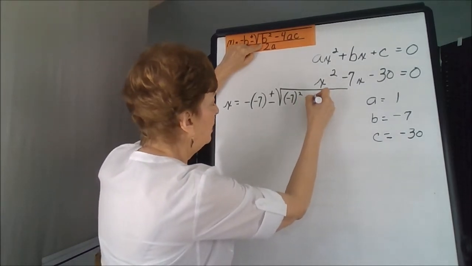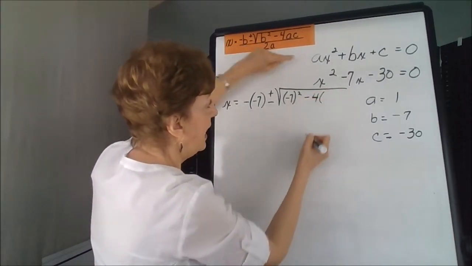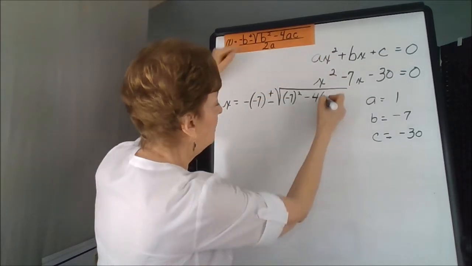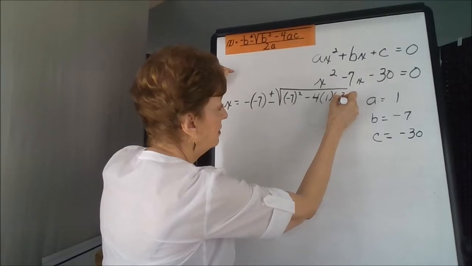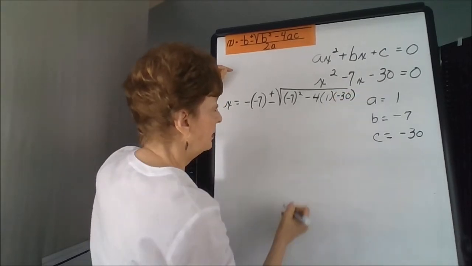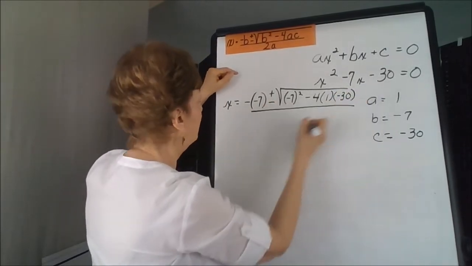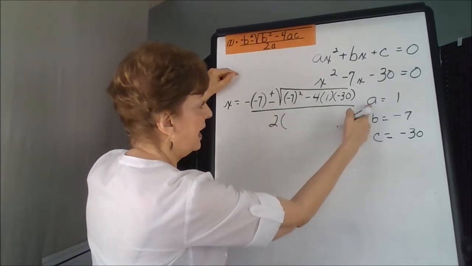Minus 4 times the quantity A, which is 1, times -30, which is C, divided by 2 times A, which is 1.